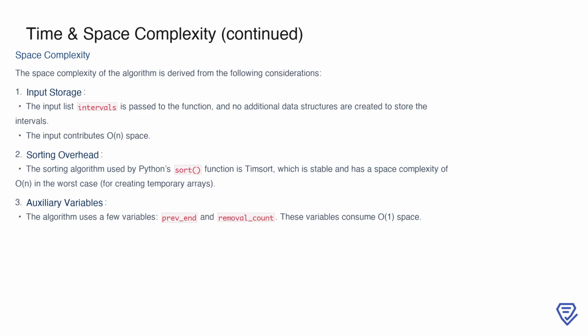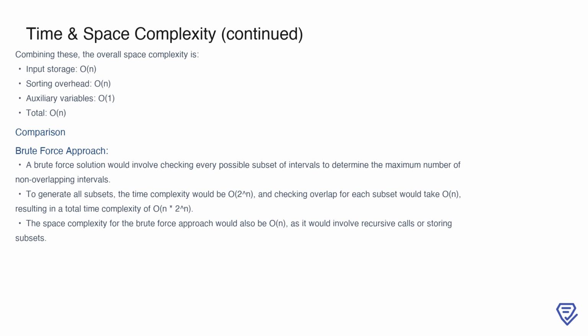Now, let's consider the space complexity. The algorithm primarily relies on the input list of intervals, which means the input itself contributes O(n) space. Additionally, the sorting process uses Python's timsort algorithm, which has a worst-case space complexity of O(n) for temporary storage. Beyond these, the algorithm uses only a few auxiliary variables such as prev_end and removal_count, which require constant space, or O(1). When we combine all these factors, the total space complexity becomes O(n) for the input storage, O(n) for sorting overhead, and O(1) for auxiliary variables. Therefore, the overall space complexity is O(n).